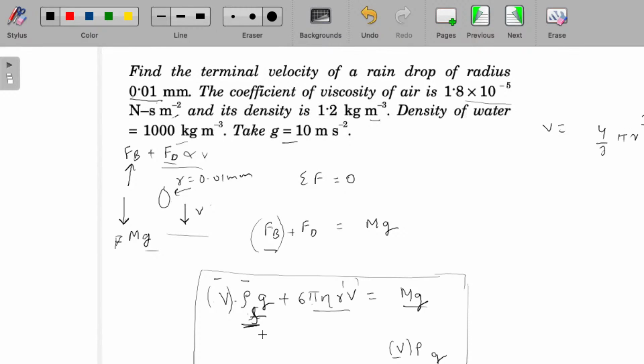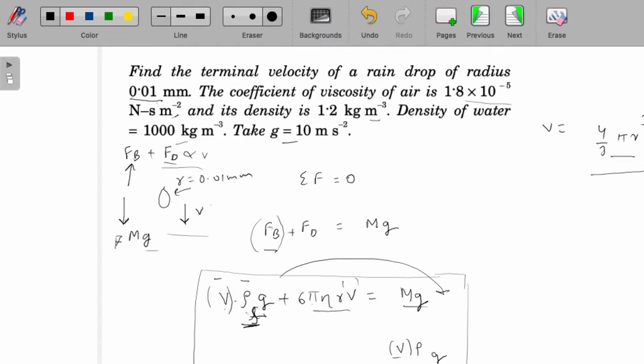That's what we have here. 4 by 3 pi r cube into rho into g is this. Now that you are taking it to the other side, you are subtracting it from mg. So mg is this value, subtracting it with this value, in which I have already taken common this thing, 4 by 3 pi r cube, so it comes outside here.